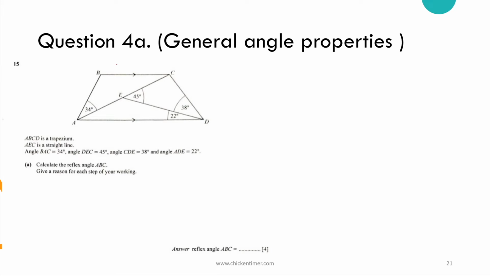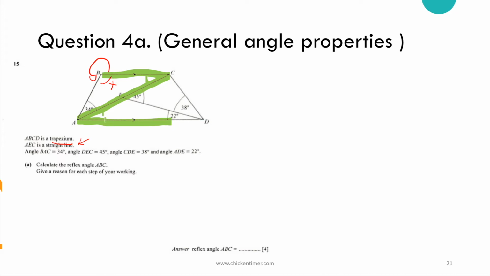So now the first question, what we want now is to calculate. We know that ABCD is a trapezium. We also know AEC is a straight line. Then we want to calculate the reflex angle here. In order to find the reflex angle, we would need to find the angle inside. Then we will notice there's a Z here.